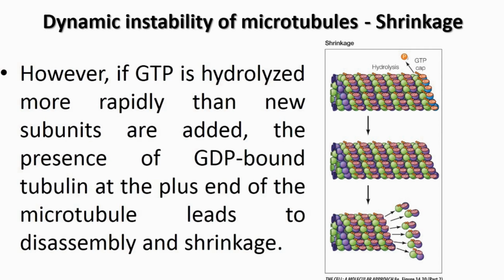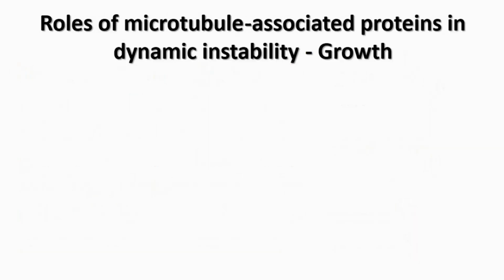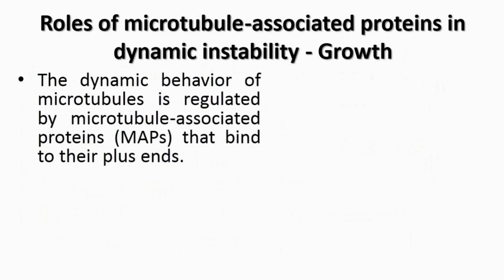In that case, what would happen? The plus end of the microtubule leads to disassembly and shrinkage. What is the role of microtubule associated proteins in dynamic instability, that is growth? First, the dynamic behavior of microtubules is regulated by microtubule associated proteins, also called MAPs. These MAPs will bind to their plus ends.